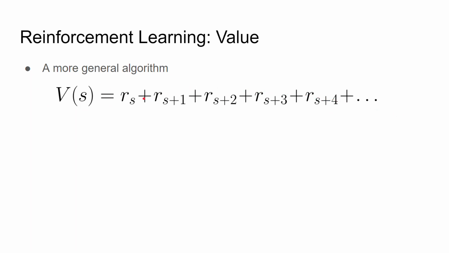And in the extreme case of chess, fine, this is 0, 0, 0, 0, 0, 0, 0, 0, 0, and only at the very end do I get a point, assuming I win. So that's a more general way of formalizing the thing that we're wanting to learn.